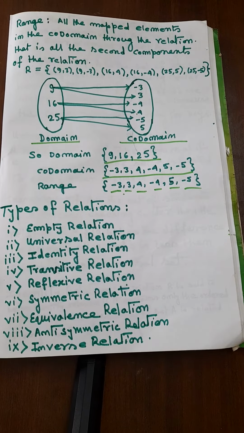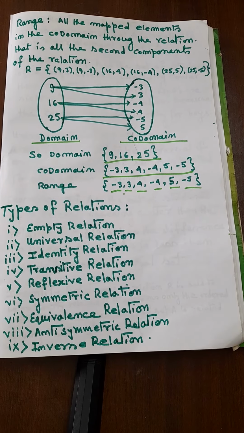Now what are the types of relation? There are 9 types of relation. Those are empty relation, universal relation, identity relation, transitive relation, reflexive relation, symmetric relation, equivalence relation, anti-symmetric relation, and inverse relation. Okay, these are the types of relation.